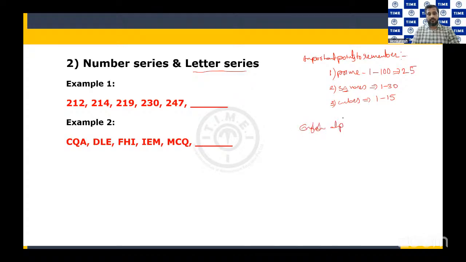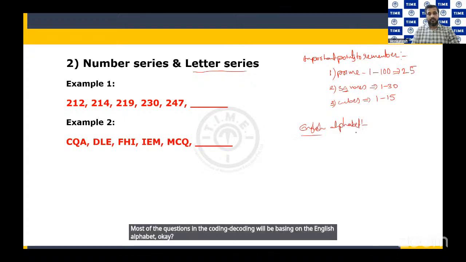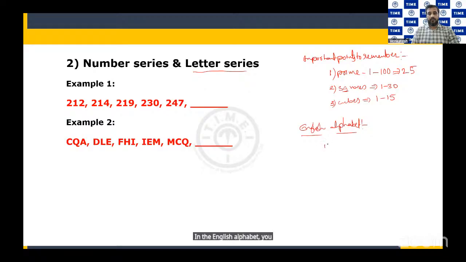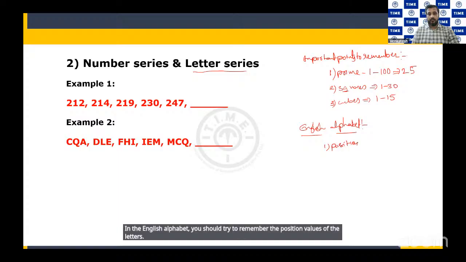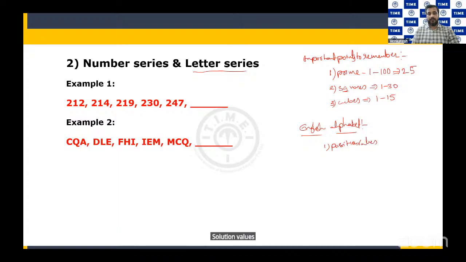Most of the questions in coding-decoding will be based on the English alphabet. So in the English alphabet, you should try to remember the position values of the letters. Position values means A is 1, B is 2, C is 3, to identify the logic quickly. And along with the position values, I suggest you recognize vowels and consonants quickly so that the logics related to vowels and consonants can be identified.